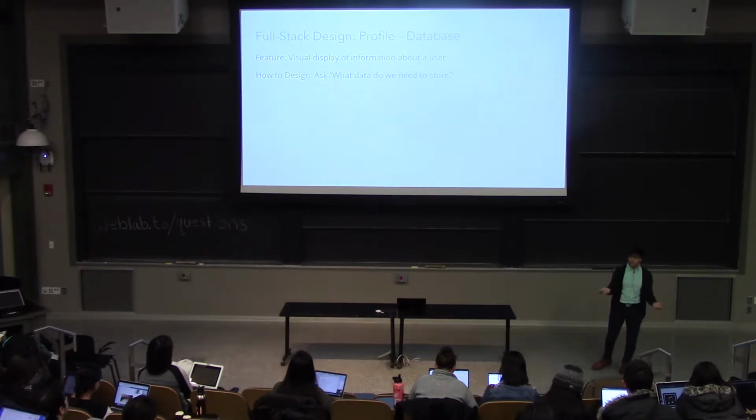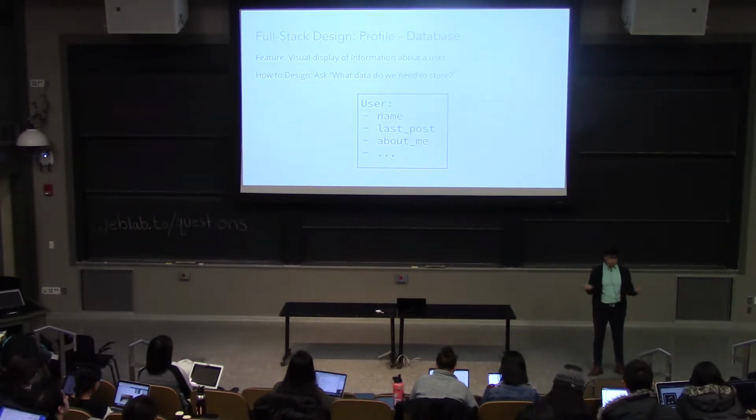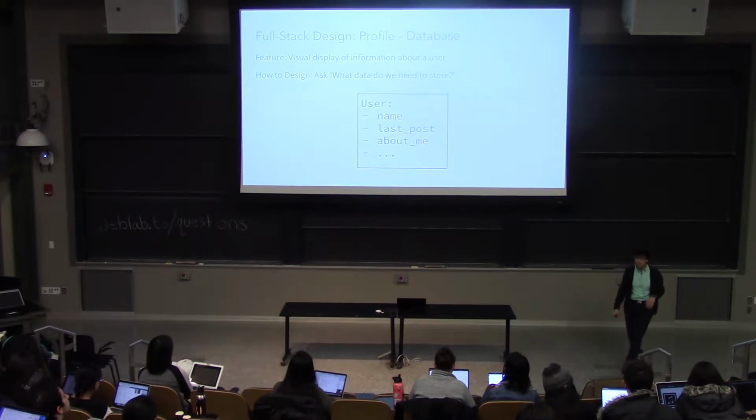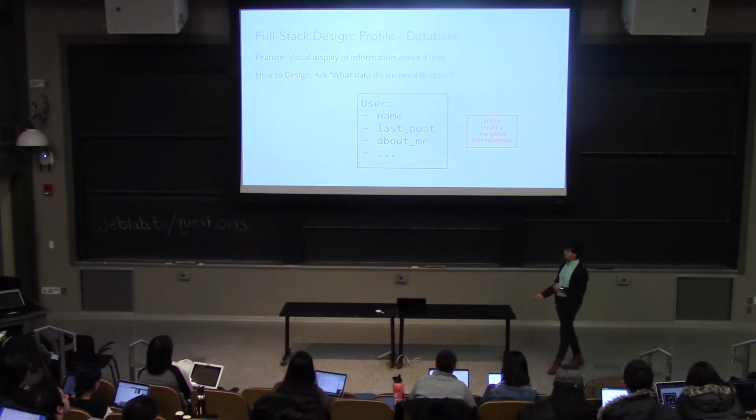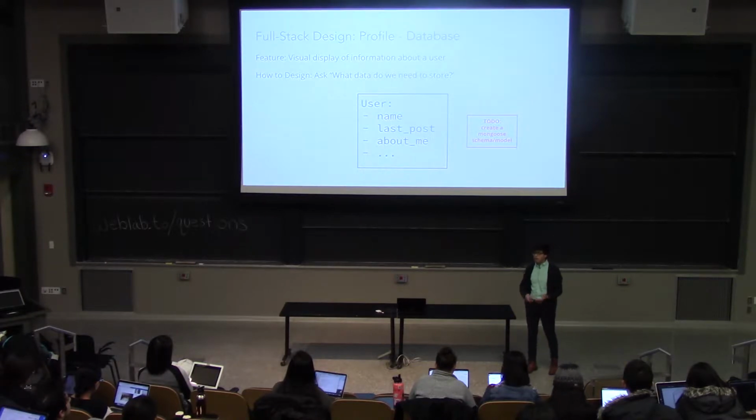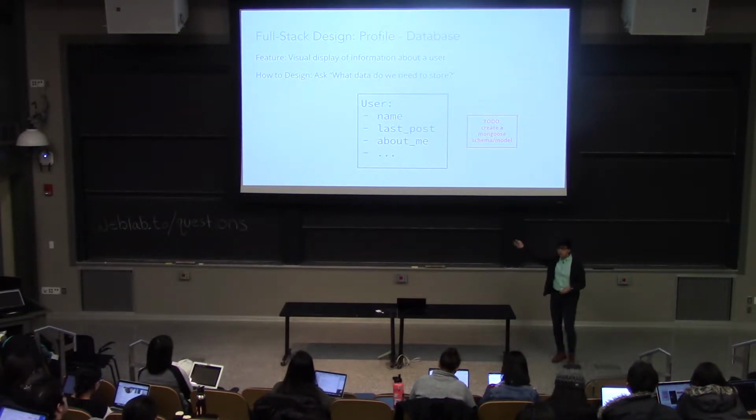In this case, it's pretty self-explanatory. It's the user object, some user thing model in the database that basically stores the name, the last post, about me, anything else you might want to store in the user. And so now we have a to-do with this as well, where we want to create a mongoose schema or a model and basically enable our backend to interface with our database and have this actually be a thing.